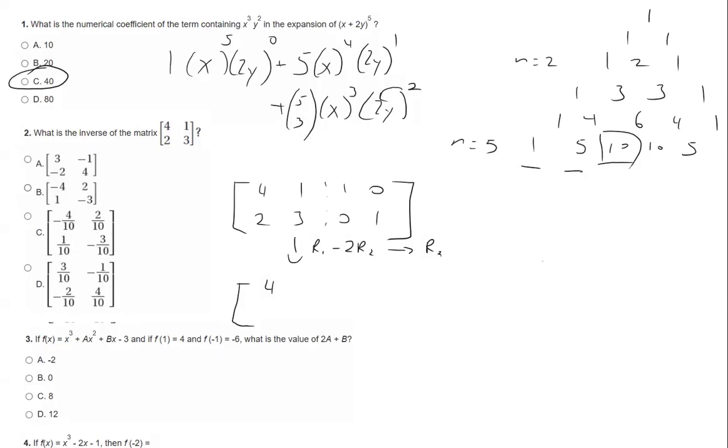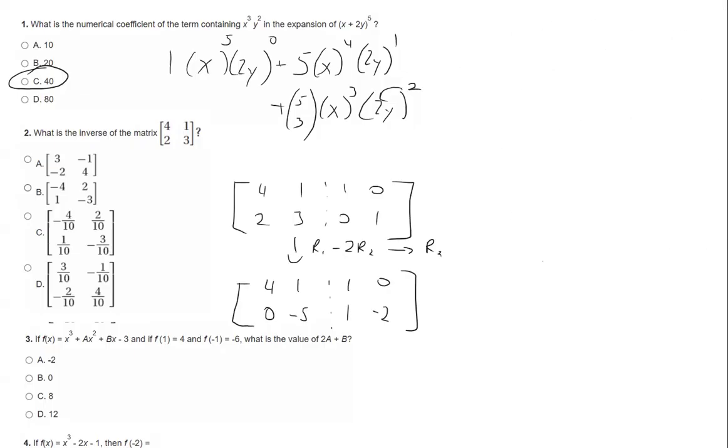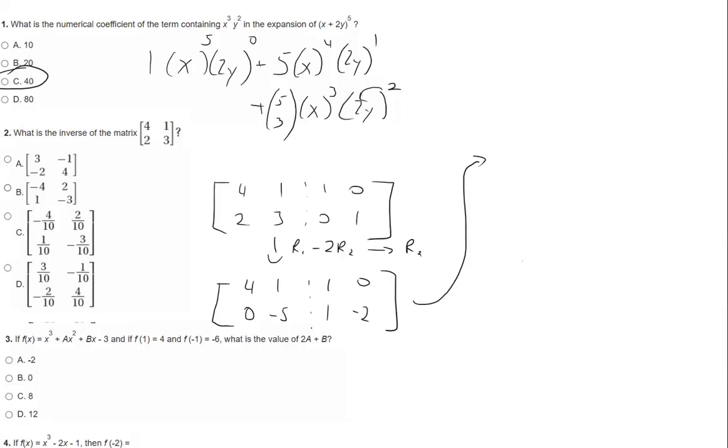So the top remains the same, okay? And then it becomes 4 minus 4, which is 0. And then 1 minus 6, which is negative 5. Okay? And then 1 minus 0, which is 1. And 0 minus 2, which is negative 2. Okay? And now from here, let me erase the triangle up here. Try to get, okay? Can we do next?